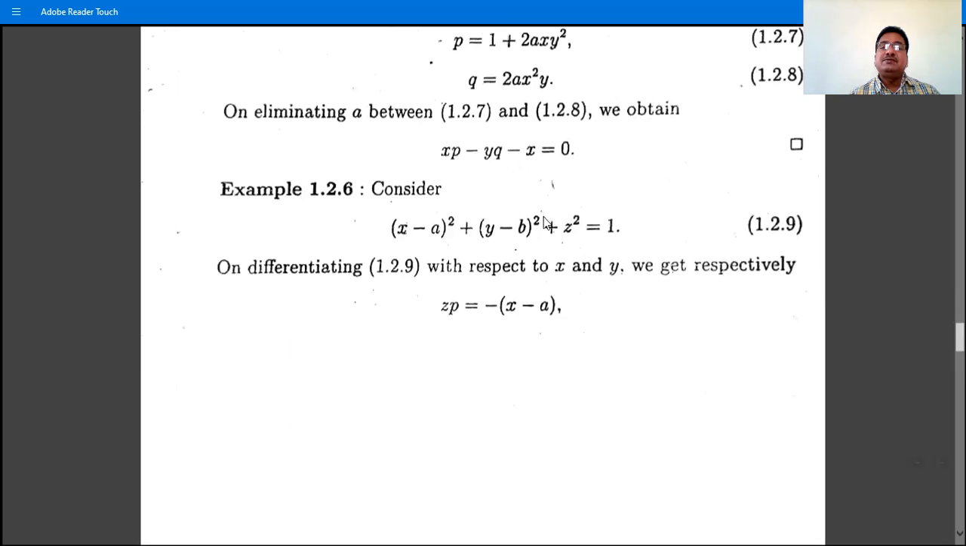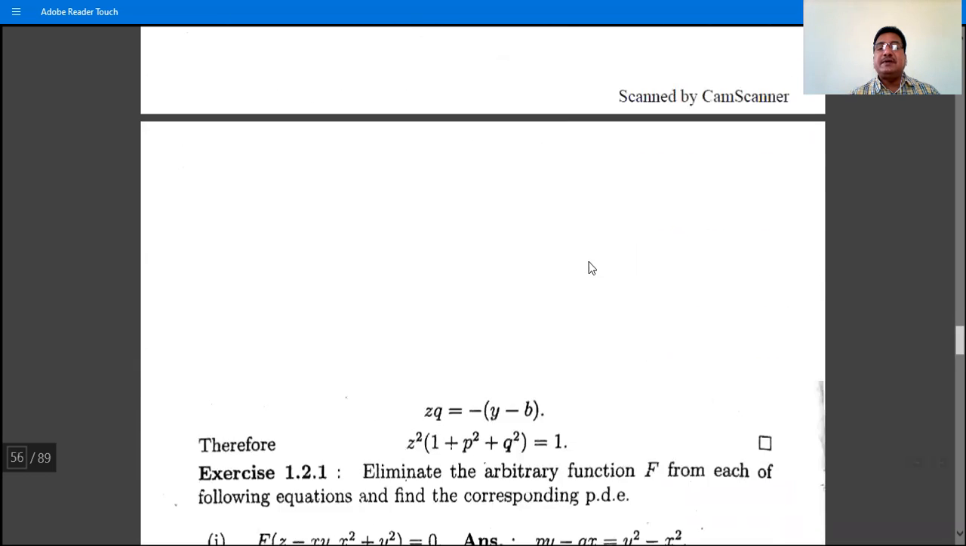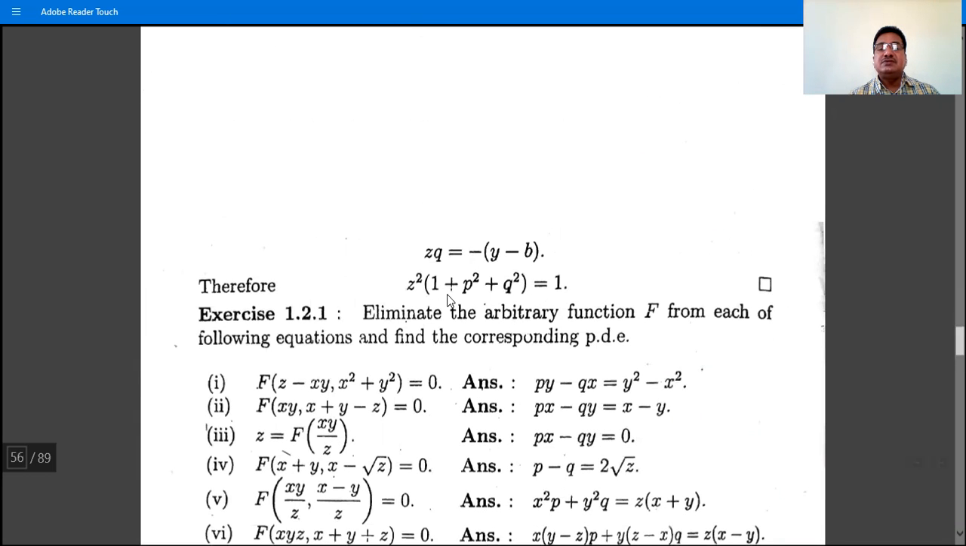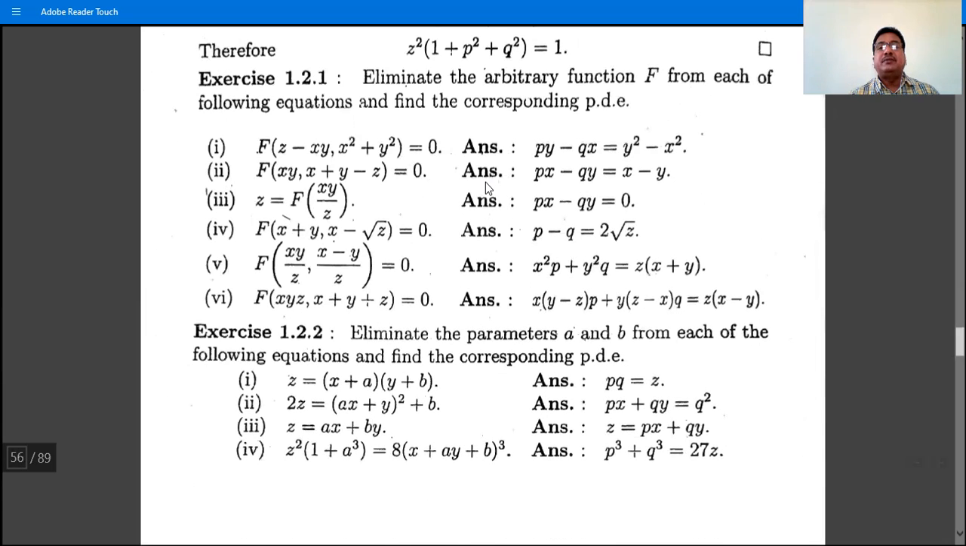So these are the problems of formation of differential equation. Again we have to eliminate a and b, differentiating with respect to x and with respect to y, and then we have the solution. Eliminate the arbitrary function f from each of the following problems and form the corresponding partial differential equation.